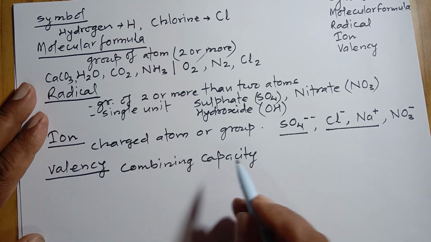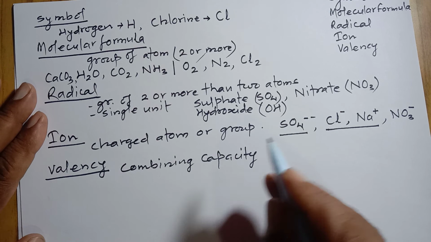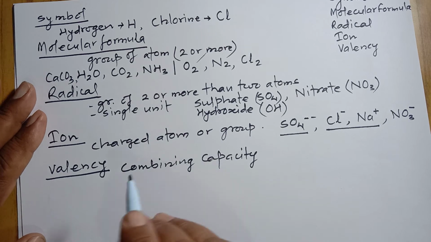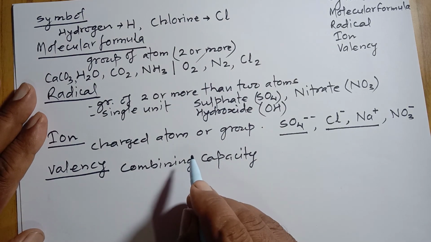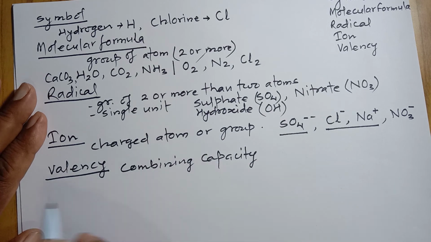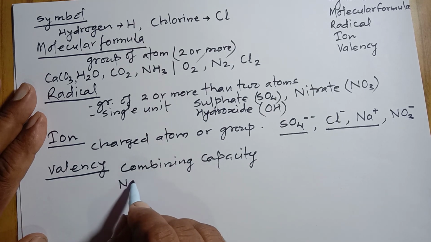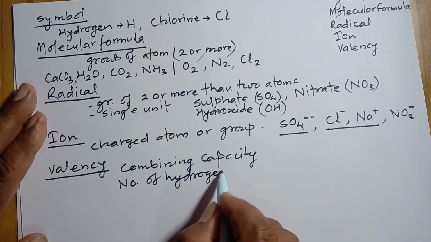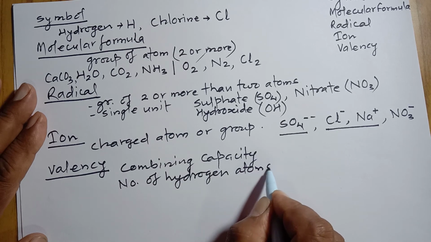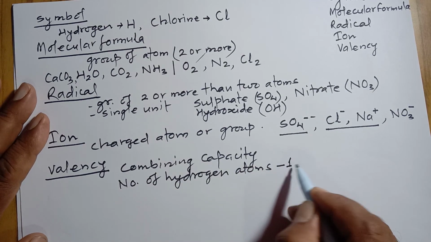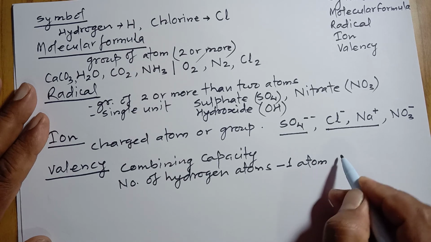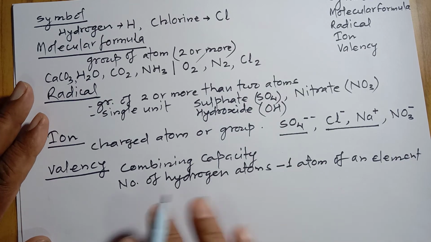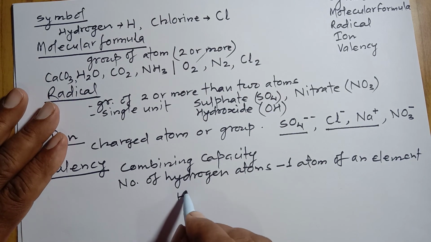Just for example, if we have to find out the valency of calcium or magnesium or something, then how do we declare valency of these elements? The number of hydrogen atoms which combines with a single atom of an element is declared as valency. Valency is declared with the help of number of hydrogen atoms which combine with one atom of an element.